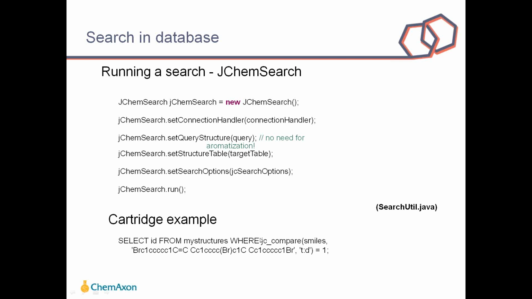You can use the JC compare function, and it has some arguments. Smiles shows the column on which you want to perform the search in the table. Then you can enlist all your queries separated by a space, and then your search options. The function gives 1 back if the target matches the query, and gives back 0 if the target does not match the query.